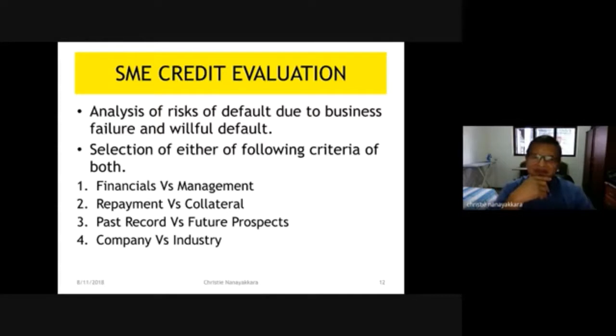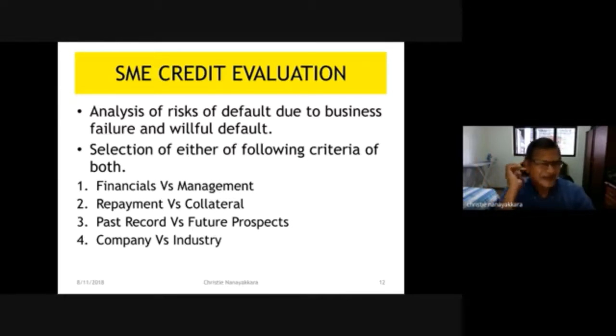It's very difficult to do a credit evaluation of SMEs, sometimes because financials are not there, and you don't have a judgment of the management style. So I have put some of the difficulties here for us to ponder and discuss further.